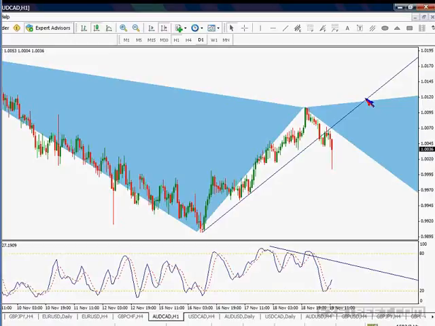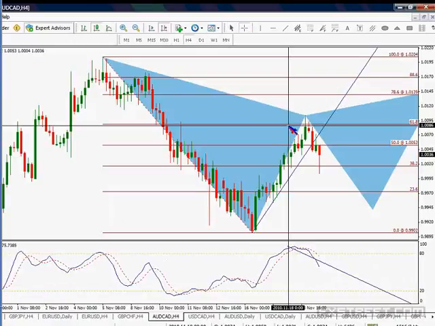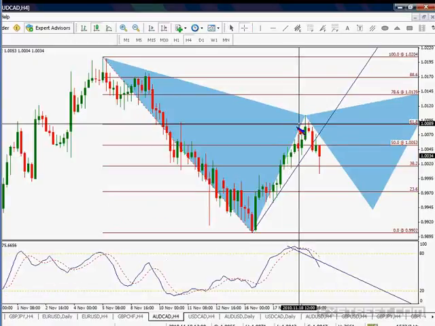On the AUD CAD. Now this is a harmonic, but more important than anything else, look at your fib levels. If I plot my fibs, we had price finding resistance exactly at a 61.8. Anytime price finds resistance or support at a precise fib level, for me it's the beginning of a harmonic. We can also define this as a bearish 1, 2, 3. Don't you think so?